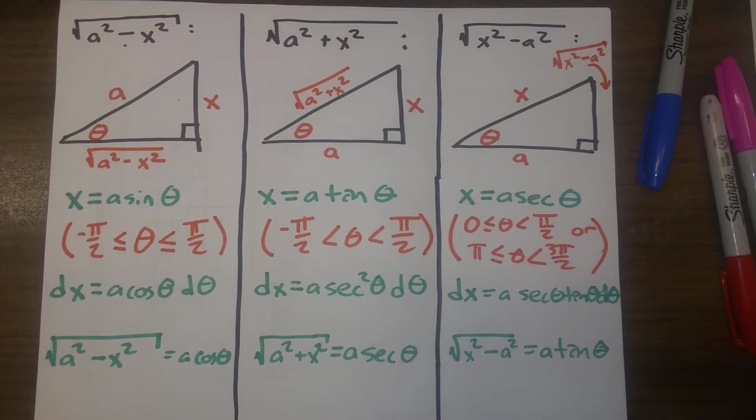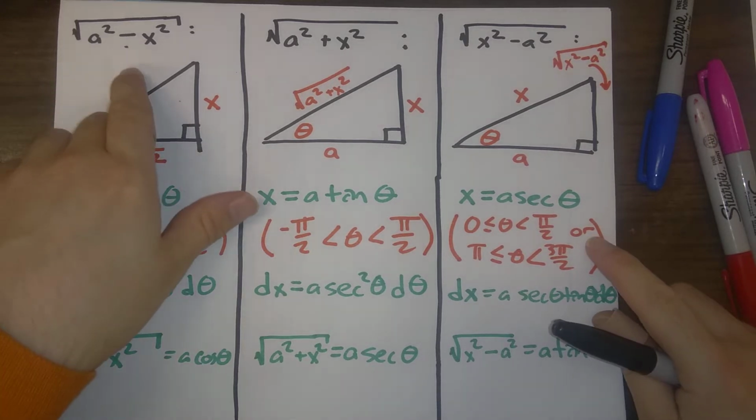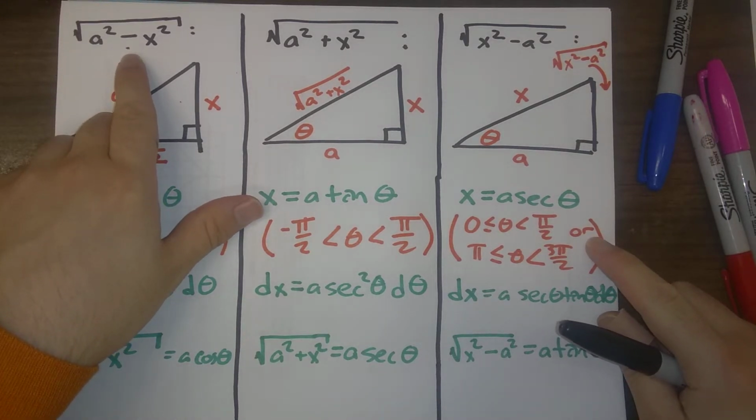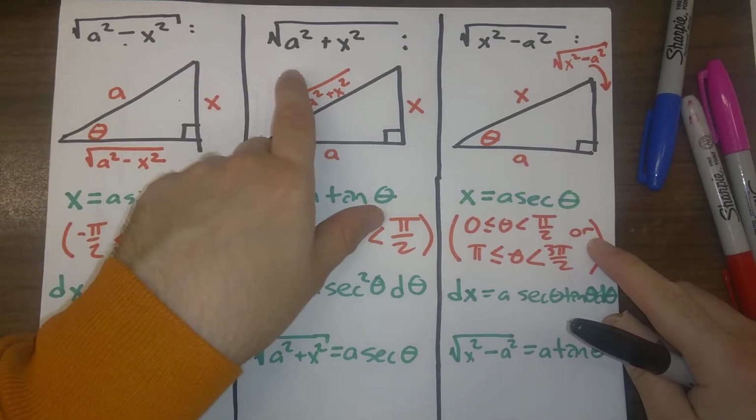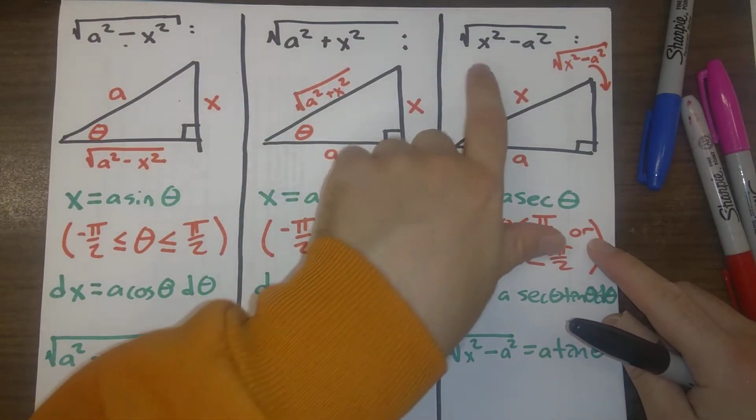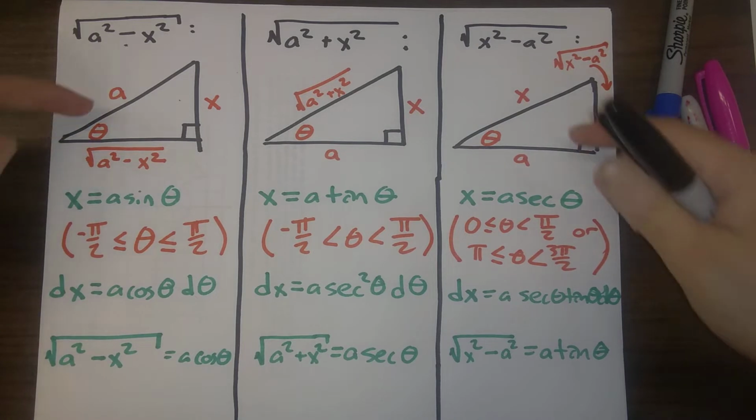Here's a chart that I made that summarizes basically all of the information that we went through in the previous video, and we'll just keep referring to this throughout this section. So we have the three different cases: the square root of a squared minus x squared, where that a is a constant, the square root of a squared plus x squared, and the square root of x squared minus a squared.